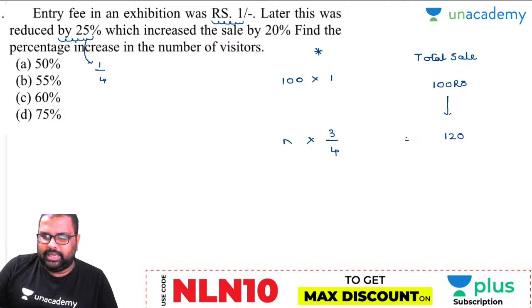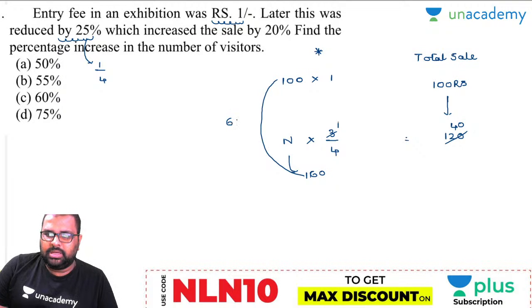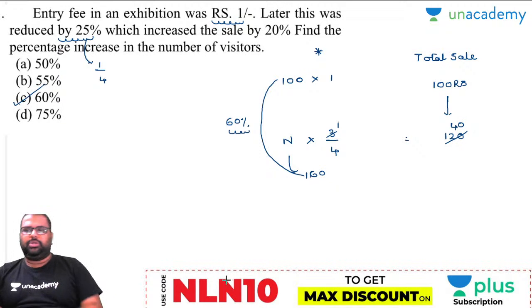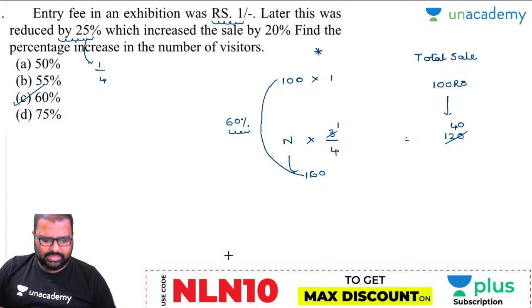Number of visitors, I will take it as N. Now 3 by 4 into N equals 120, and your N value will be how much? Is it 160? Look how much the increase is. Previously it was 100 visitors, now it is 160 visitors. Now the visitors have increased by 60 percentage. Is this the answer there? Perfectly done, and C is your option. As simple as that, very easy questions.